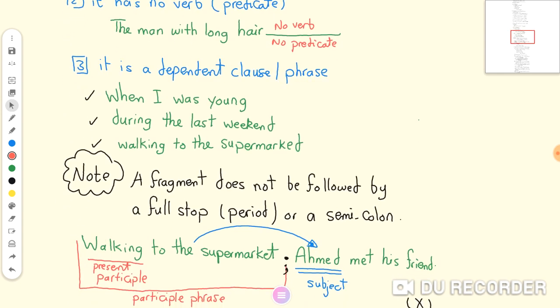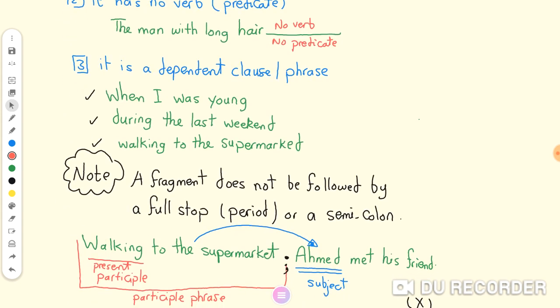Like when I was young, this is a dependent clause, but I need more information to understand this group of words. When I was young, what happened? I could ride a bike. Now I can have a complete meaning. So a dependent clause by itself, a dependent phrase by itself, is a fragment. When I was young, during the last week, walking to the supermarket. Any type of clause or phrase is called a fragment.